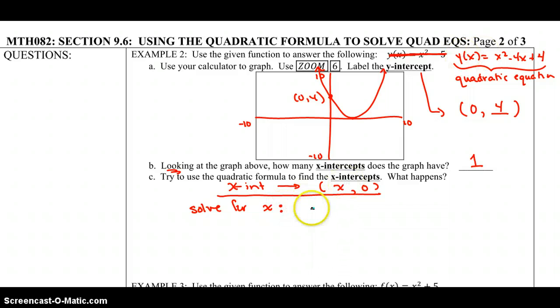We're going to put in 0 for y, so we're going to get 0 equals x squared minus 4x plus 4. So to use the quadratic formula, we need this to be 0, which it is. Again, our coefficient on x squared is 1, our coefficient on x is -4, and our constant is positive 4.